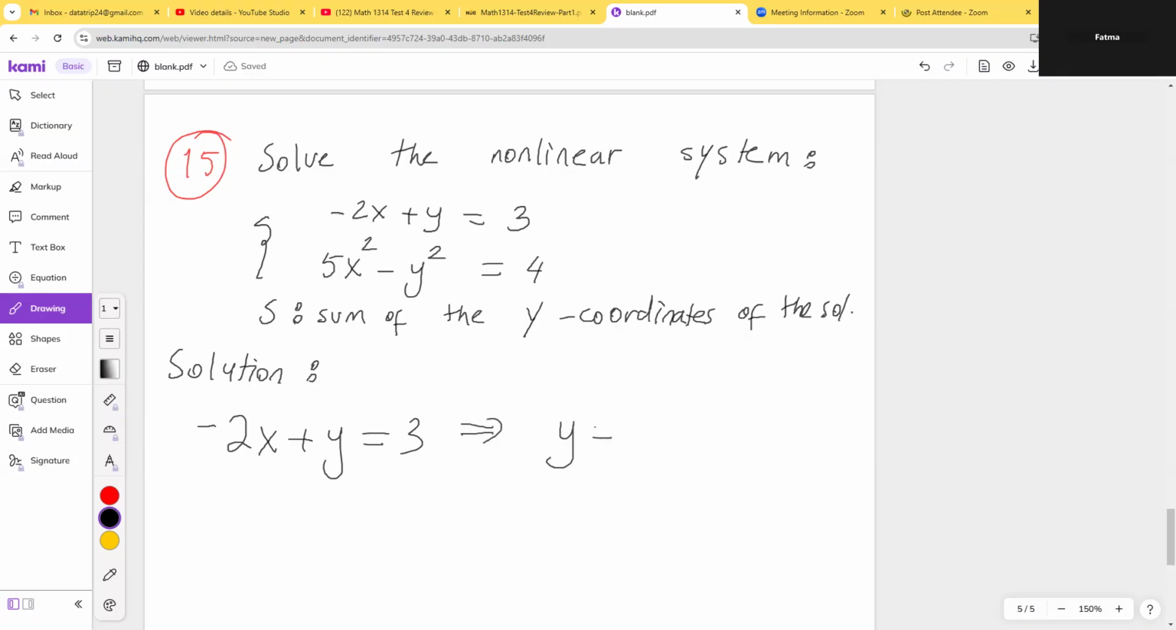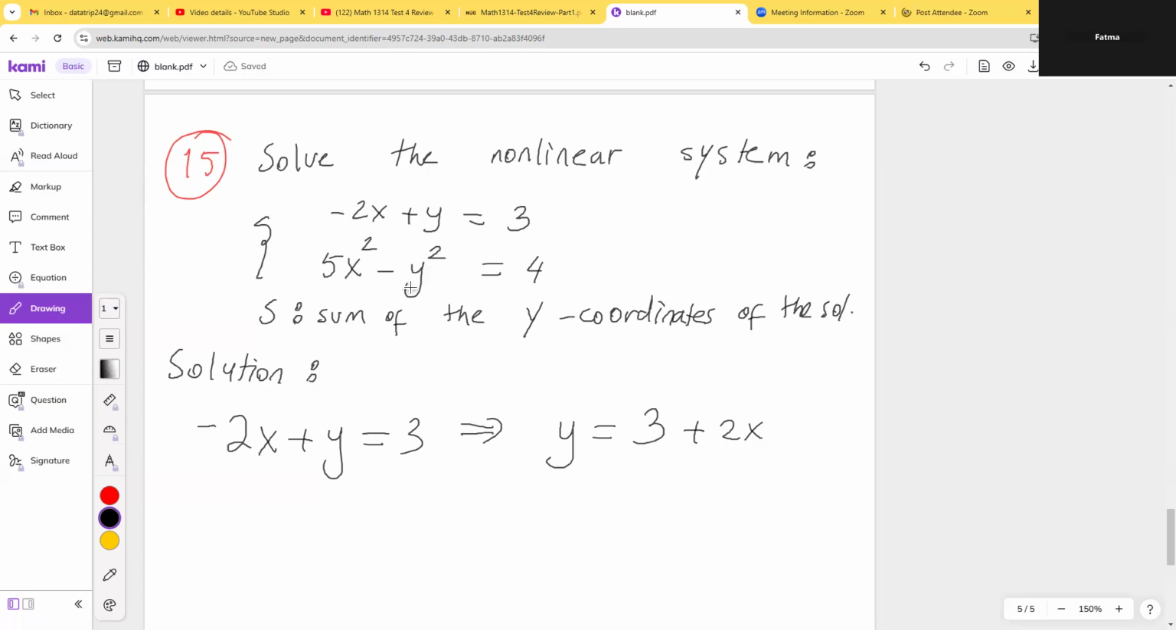If I isolate the y, y is equal to, there's a 3 already on the other side. This negative 2x is going to go to the other side as positive 2x. So y is always the same thing as 3 plus 2x. We will use this information. On the other equation, we're going to replace the y with 3 plus 2x.